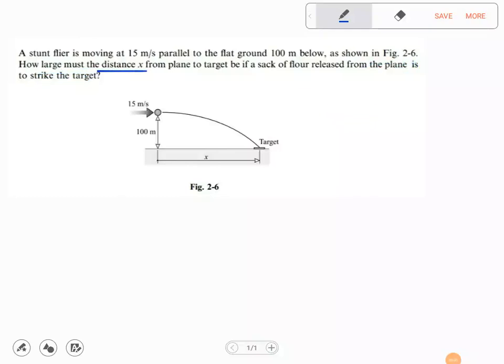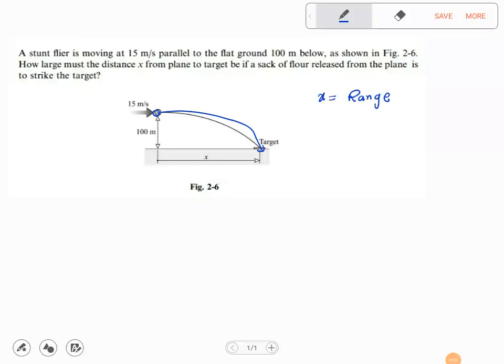How large must the distance x from plane to target be if a sack of flour released from the plane is to strike the target? So if this is a flour sack, if this has to strike the target there, what should this distance be? Now this distance x, the one they're calling x, is just what we call the range. Alright, this distance is what we call the range.